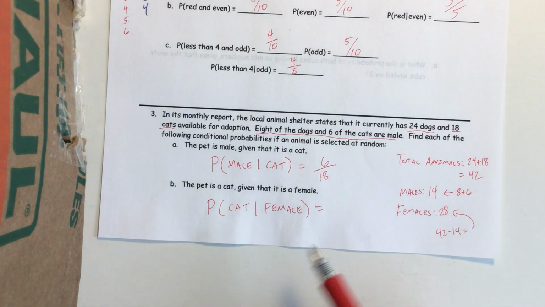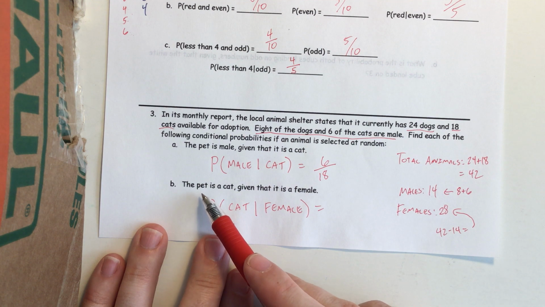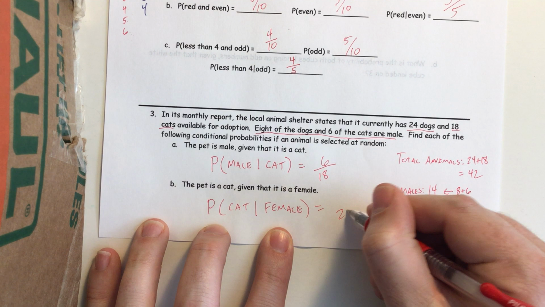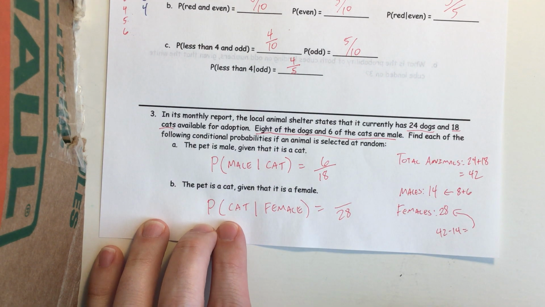All right, so now we can do this question. Find the probability that the pet is a cat given that it's a female. We had 28 females. And how many of those females were cats?